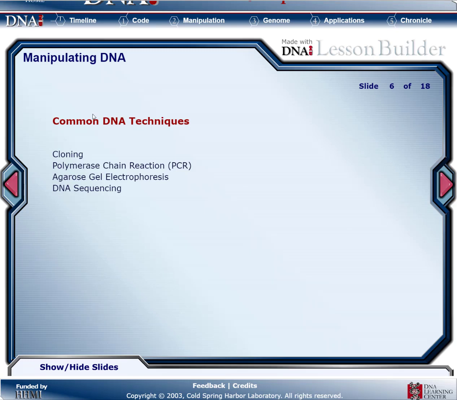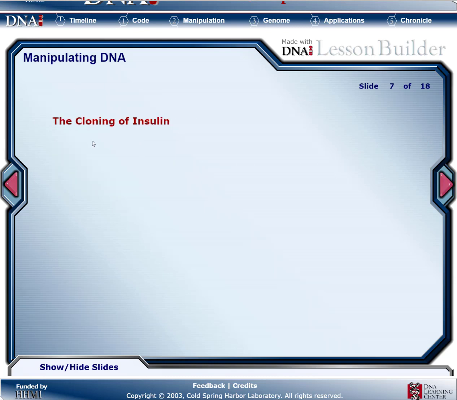Okay, so we continue here. We're going to look at common DNA techniques: cloning, polymerase chain reaction, agarose gel electrophoresis, and DNA sequencing. First, the cloning of insulin.